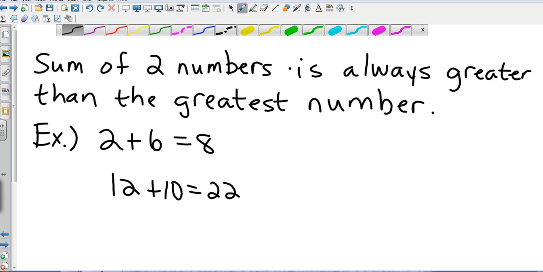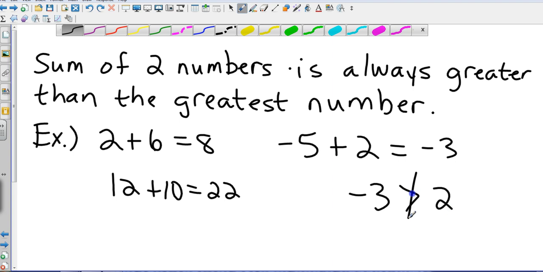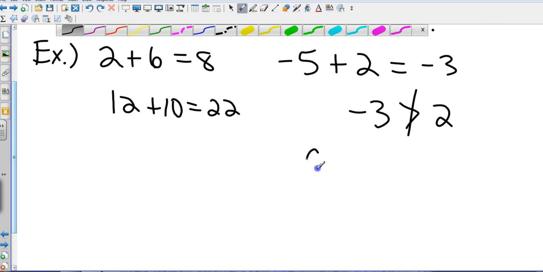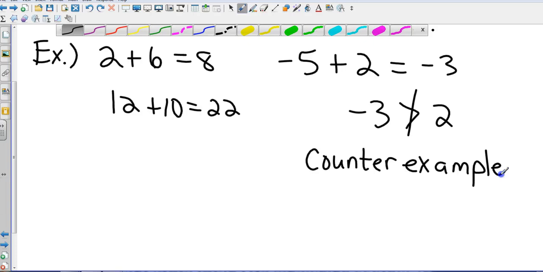How about negative 5 plus 2? Those are both numbers. Negative 5 plus 2 is negative 3. So the sum of that one is not greater than the greatest number. Negative 3 is not greater than 2. And so that is called a counterexample, when you can prove something wrong. So each one is possible to prove it true, but there might be something that makes it false. And again, that will be your counterexample.